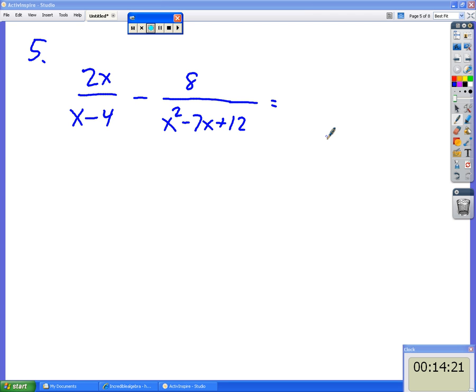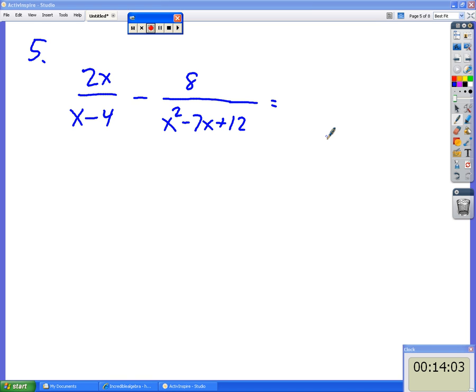Okay, here's number 5. This time we're not multiplying, we're adding. Or in this case, we're subtracting. So what we have to do is find the common denominator. We cannot add or subtract fractions unless we have a common denominator. It's an algebra problem, so we have to factor the denominators.